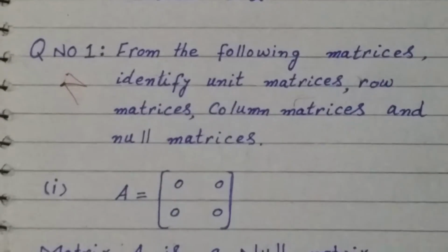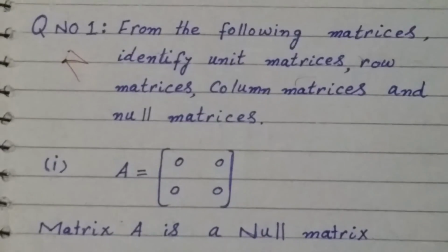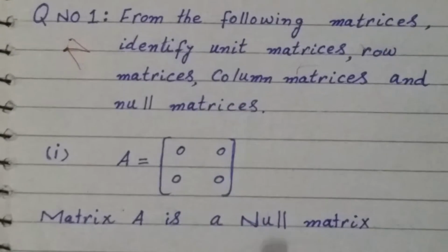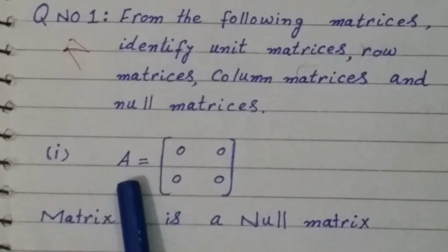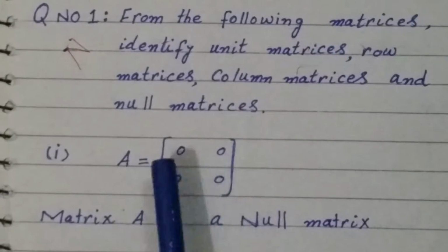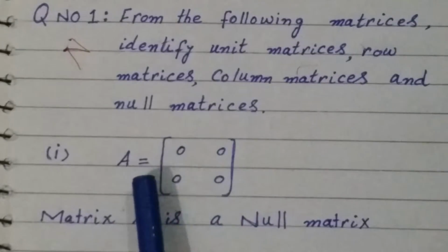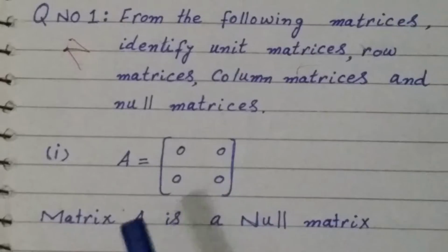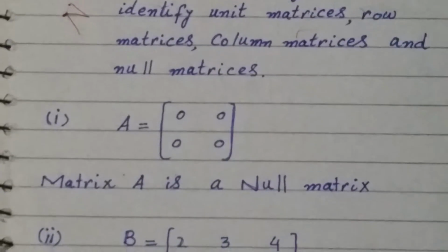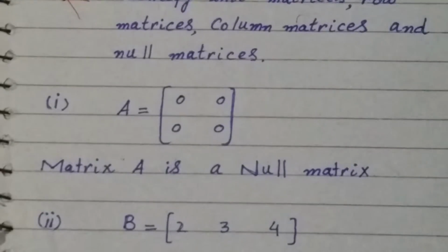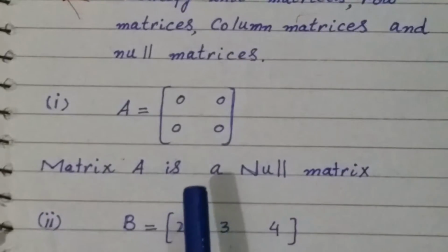Let's see. Here matrix A has all 0 entries in it, so it is a null matrix. A matrix having 0 entries is called a null matrix.